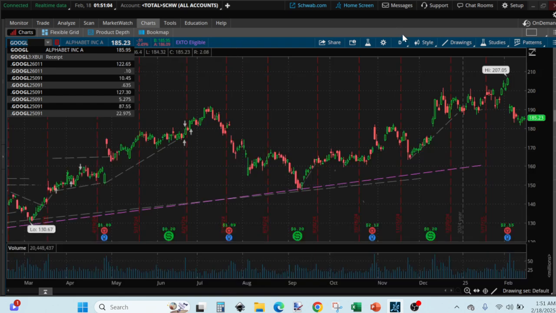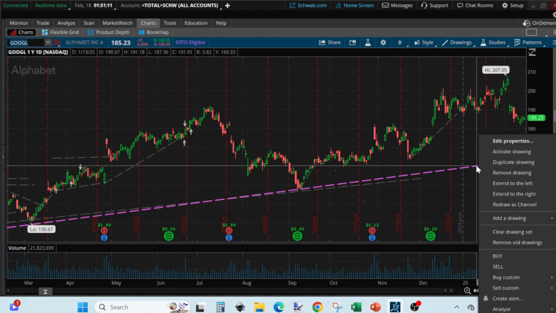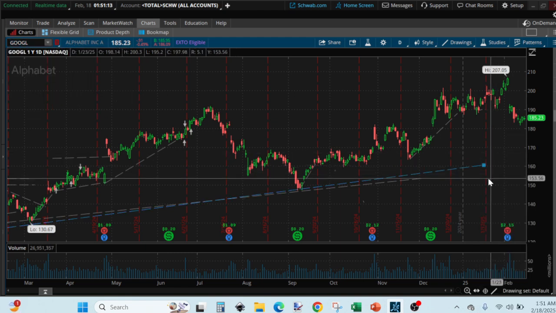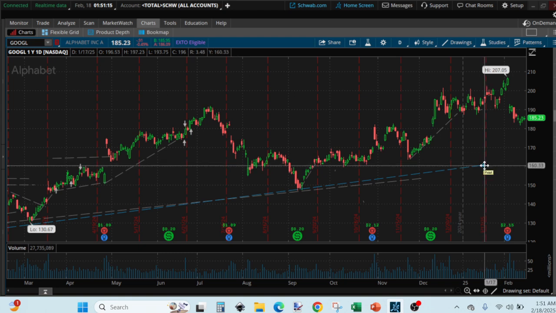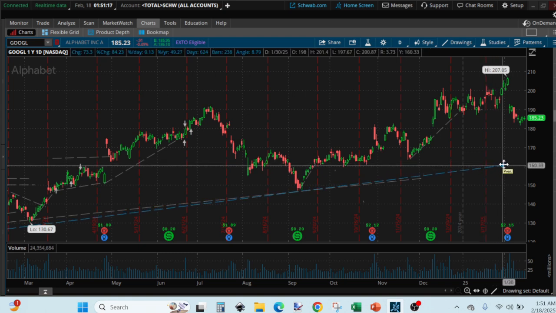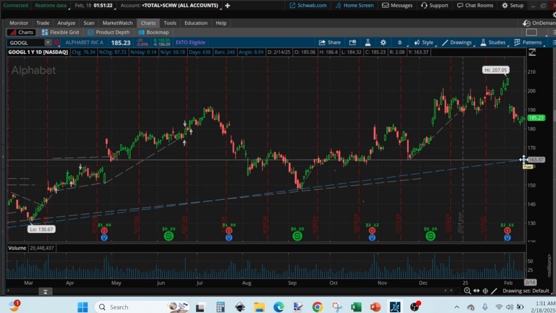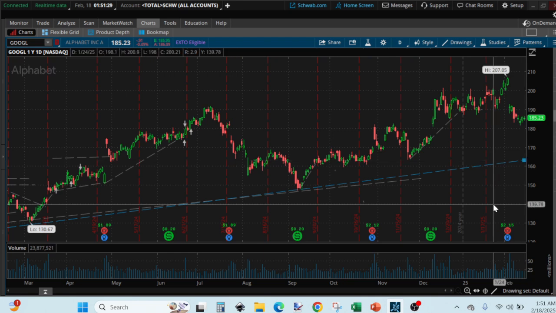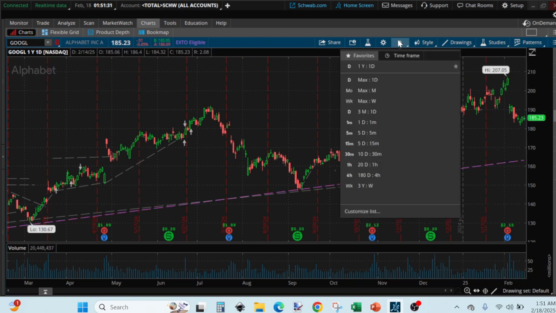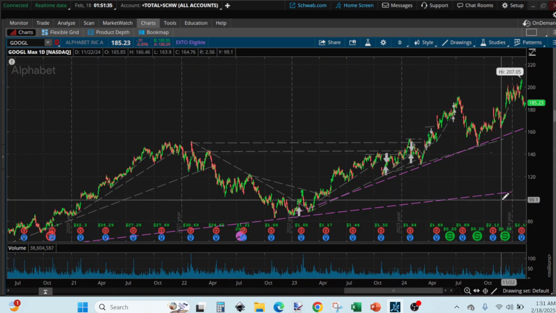So Google, let's go back to, we can extend this line since that's the one we are analyzing, comparing the price to. That's one of the lines that we'll buy at if it comes back to that line and starts going up. And let's go to maximum daily chart to make sure. Okay, we have another one at the bottom as well.